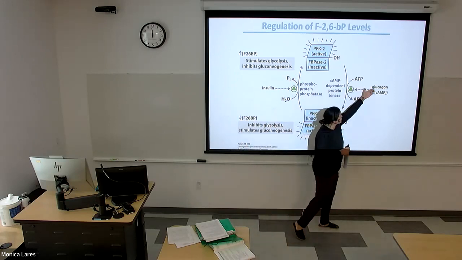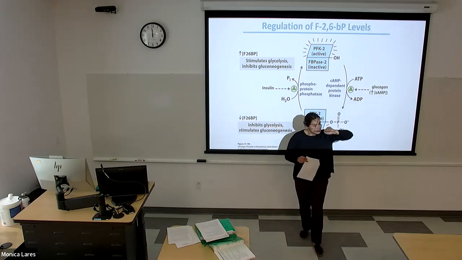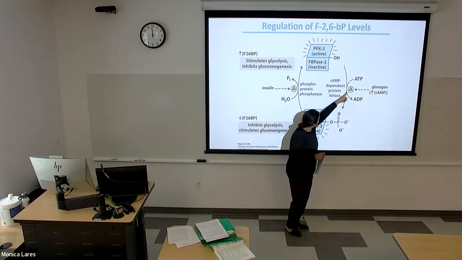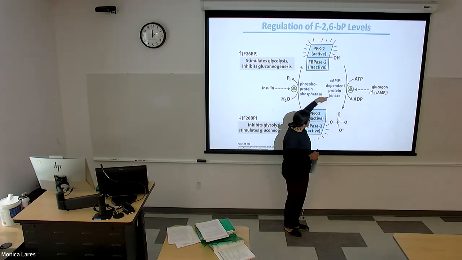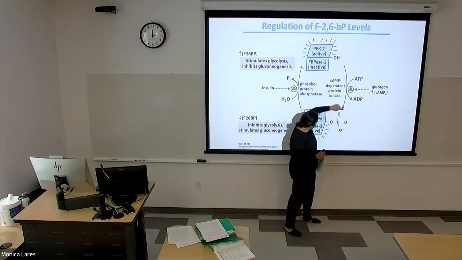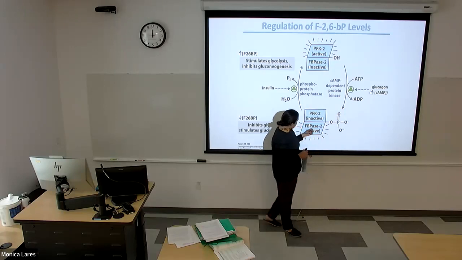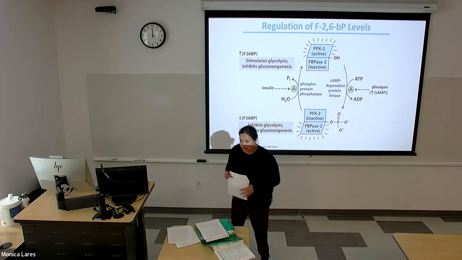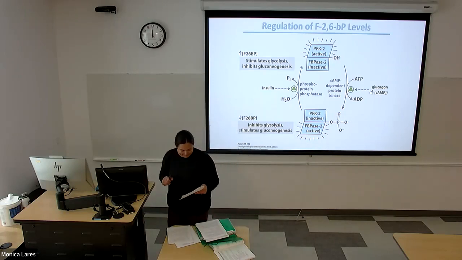In the presence of glucagon, remember these are the hormones, this cAMP-dependent protein kinase is activated. So it's a kinase, it puts a phosphate group back on, and that FBPase activity is active.